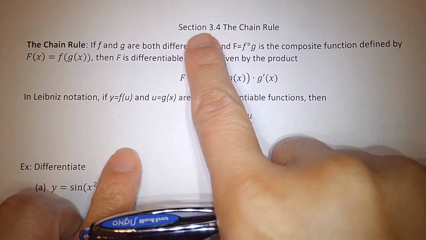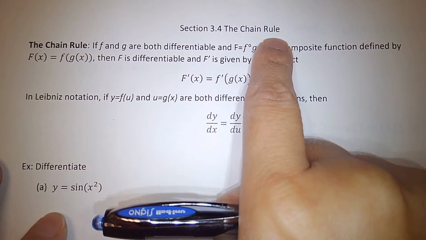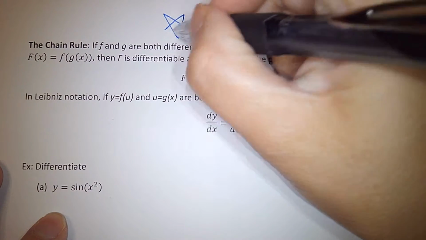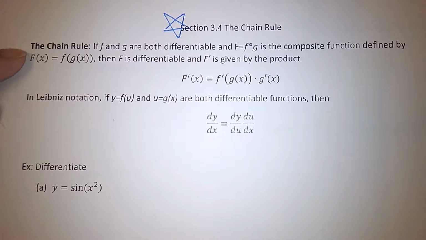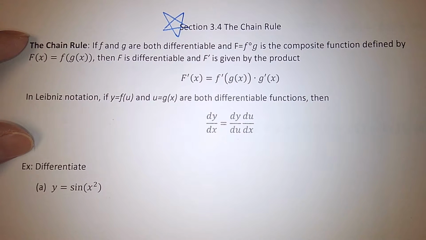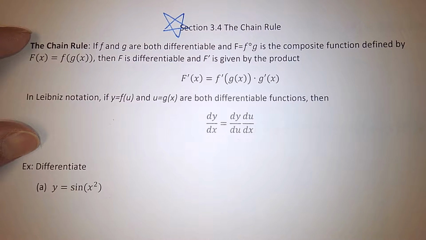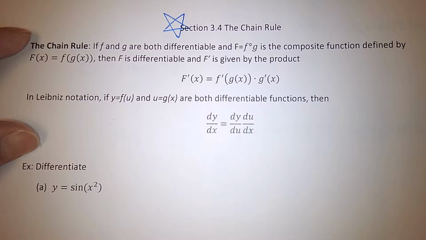Alright, so section 3.4, the chain rule. Okay, the chain rule. This is the definition of the chain rule. I'm going to ask a volunteer to read the entire top part on this page. Dylan?